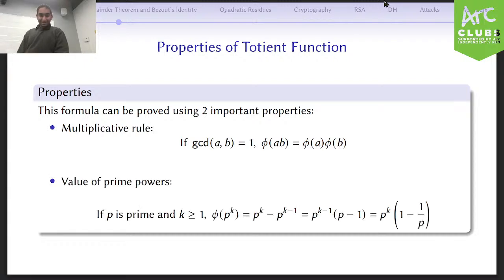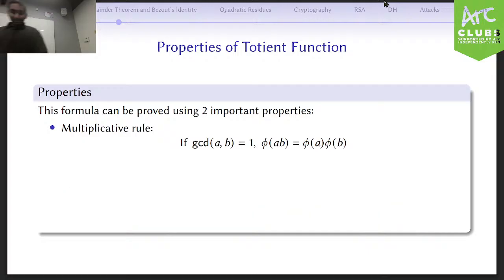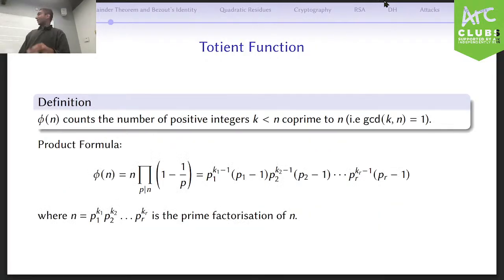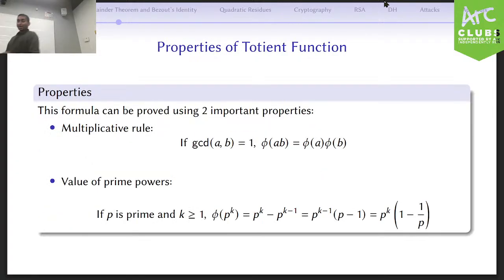Okay. The next one is the value of prime powers. If p is prime and k is greater than or equal to 1, then the totient of p^k is, well, this. I mean, this is simply an application of the totient function we have had earlier. You have p1^(k1 - 1) and p1 - 1. And we have simply done that, but with just p and k.